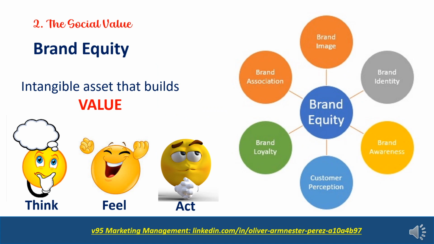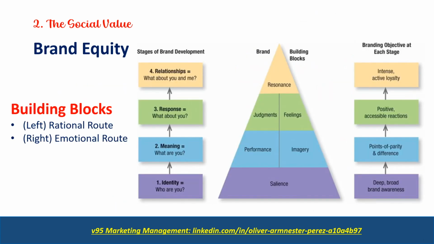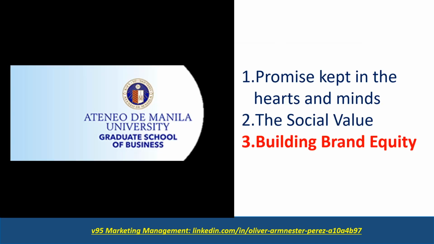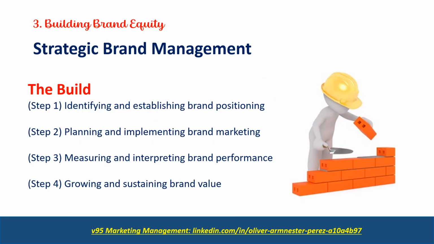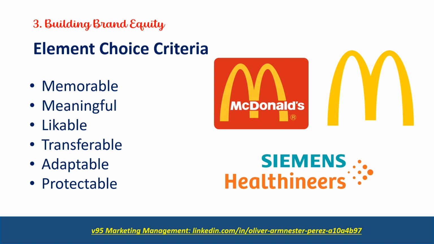It's basically looking at how the consumer thinks, feels, and acts whenever they see, hear, or read the brand. Okay? And to build it, you need two things. From salient to resonating, you have to look at the rational root, also the emotional root, and you cannot have one without the other. Okay? Finally, we look at how to build the brand equity. Now, building it requires four steps. We need to identify, we need to plan, we need to measure, and finally, we need to grow and sustain the brand value. Okay? Of course, you have to have the criteria.